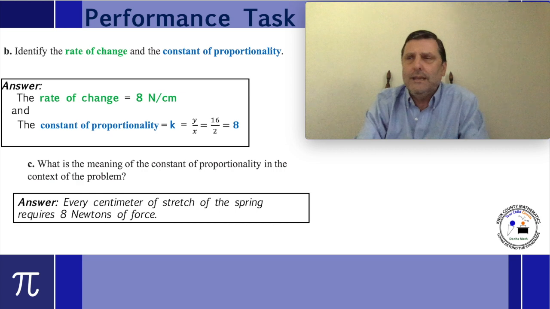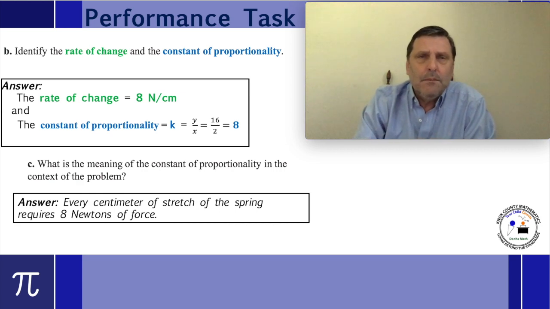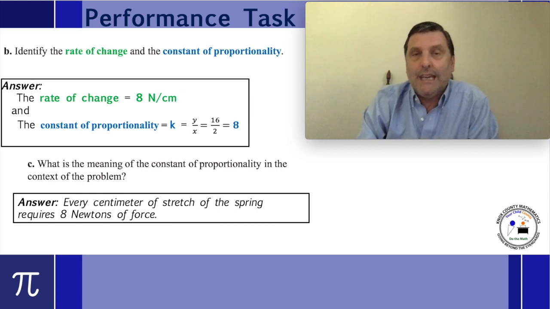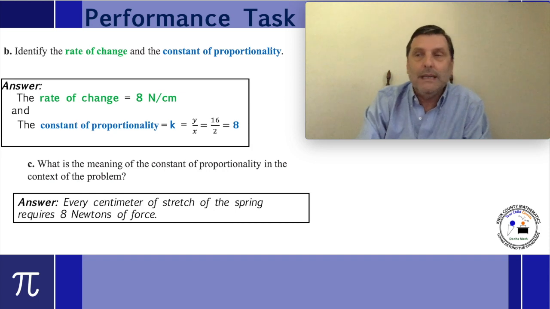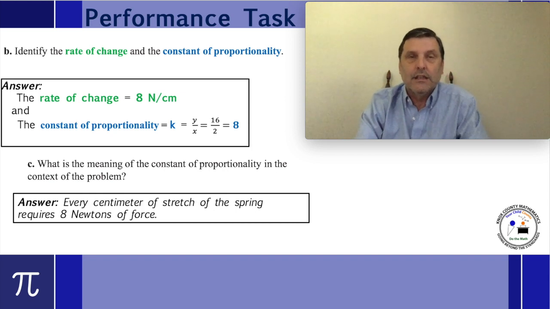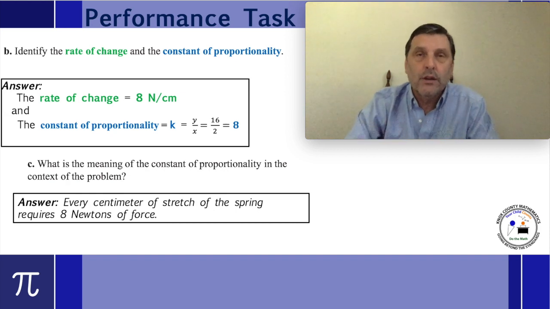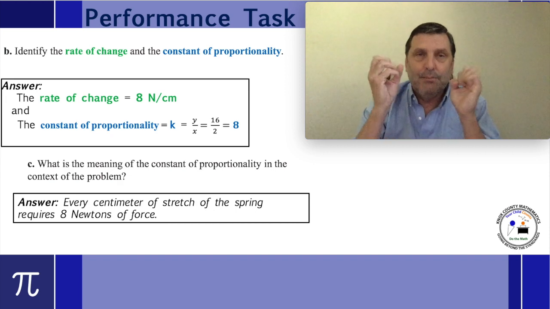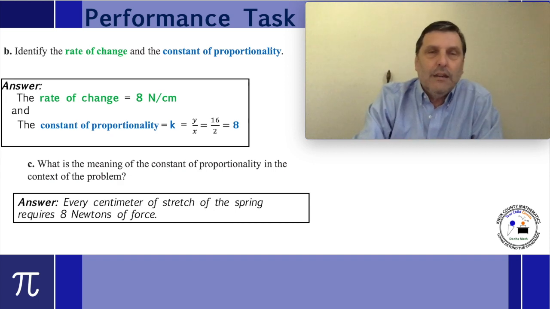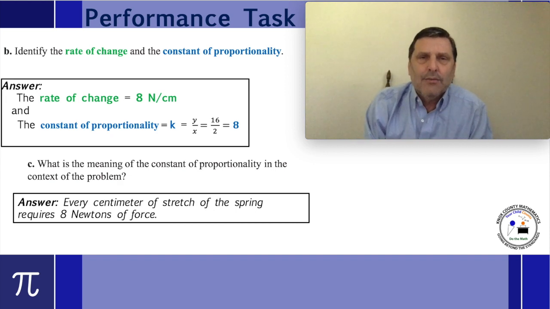Okay, let's move on to B and C because they kind of go together. B says identify the rate of change and the constant of proportionality. And then C says what's the meaning of that constant of proportionality in the context of this problem. Wonderful questions. I love this because this really puts it into what I call real life, puts it into meaning. So let's see, identify the rate of change. Just break that down. We've got it in green.